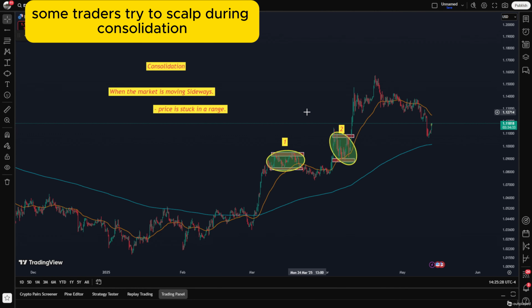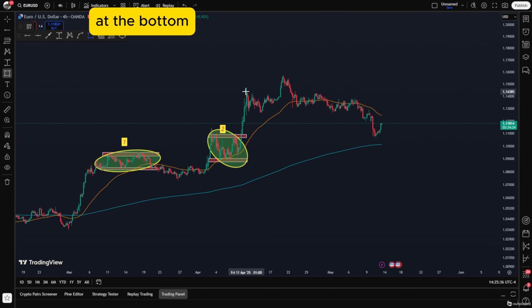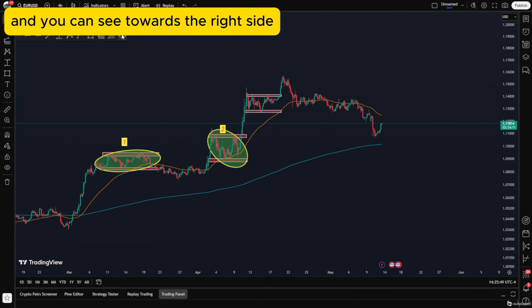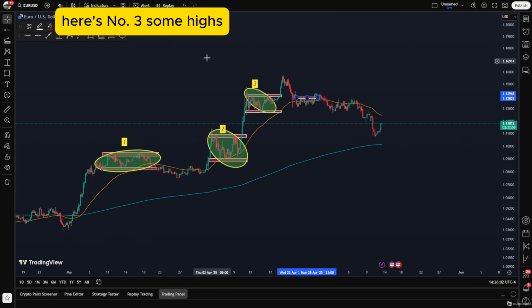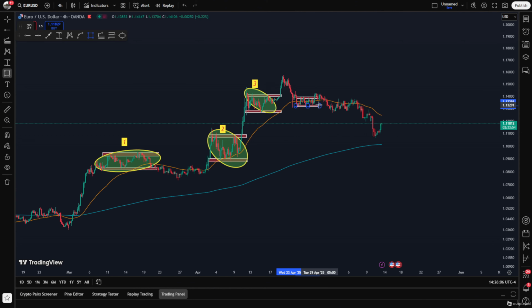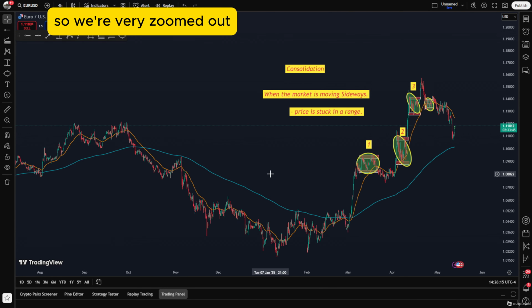Some traders try to scalp during consolidation, quick in and out at the top, at the bottom. Here's some highs, here's some lows, and you can see towards the right side that it climbed out of here. Here's number three, some highs, some lows. We're on the 4 hour chart, so we're very zoomed out.